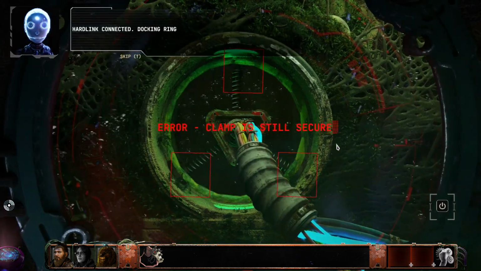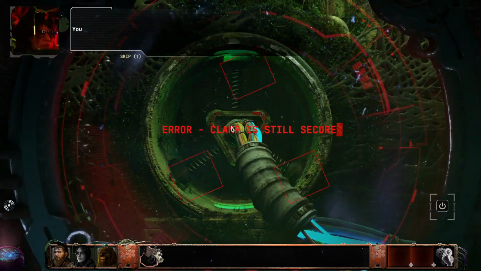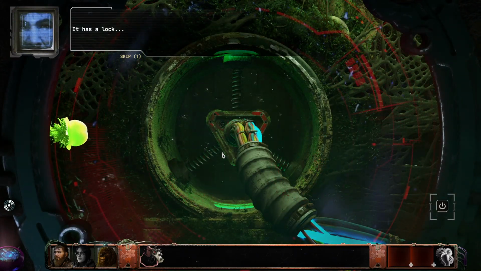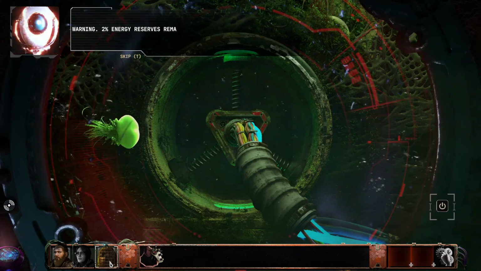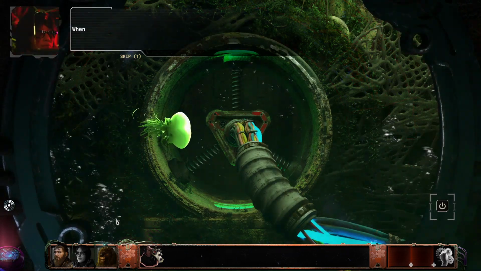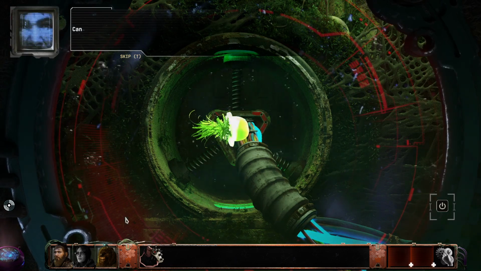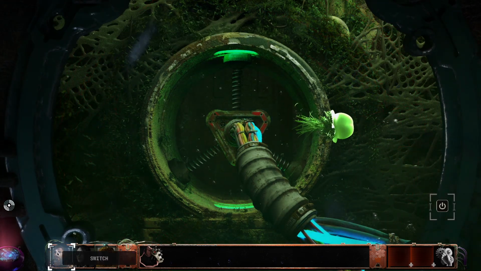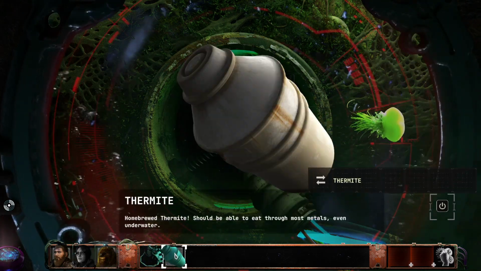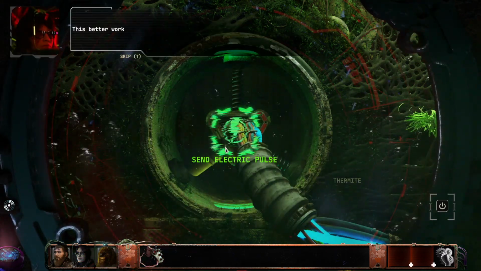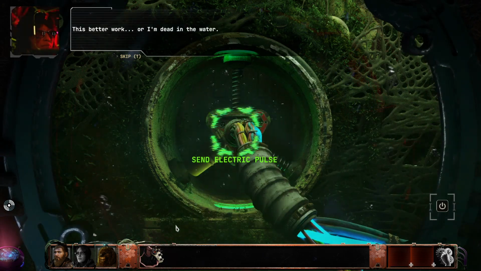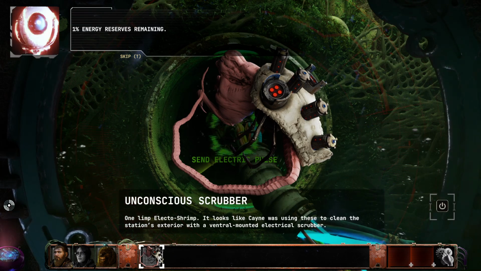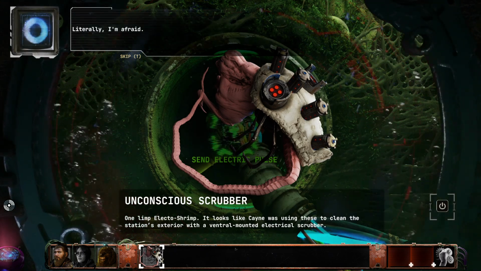Hard link connected. Docking ring powered. Oh, you have to be kidding me. It has a lock. Warning. 2% energy reserves remaining. Yeah, let me see my inventories. Can you rig it? Let me focus. I need some thermite. This better work, or I'm dead in the water. 1% energy reserves remaining. Literally, I'm afraid.